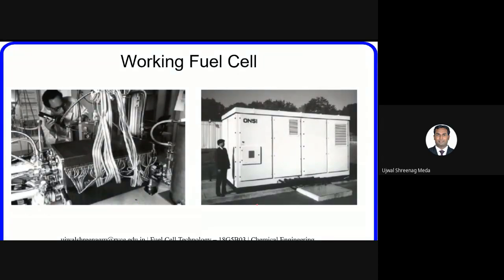And on the right, this is an example of a fuel cell system that is used to power an apartment. So for residential purposes, to meet the power requirement of residents, a fuel cell system is used here. This is how a commercially available fuel cell looks externally.